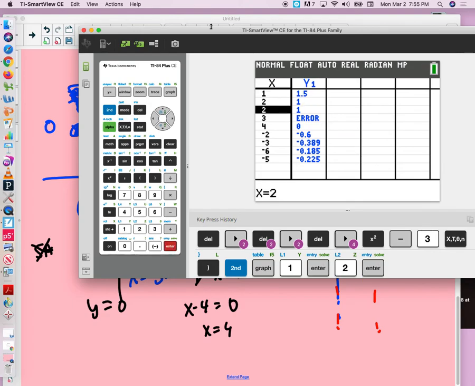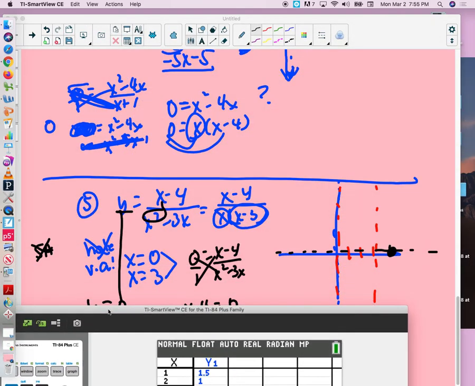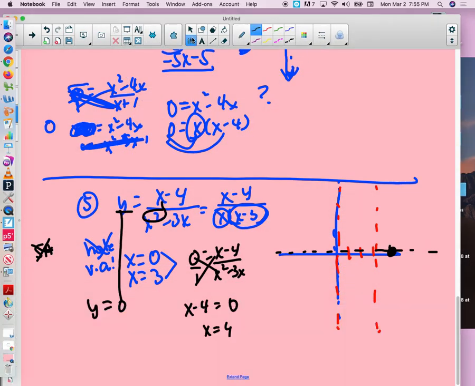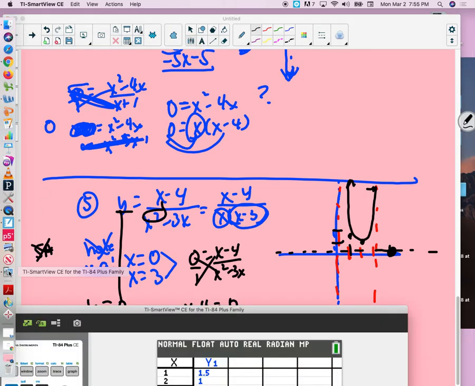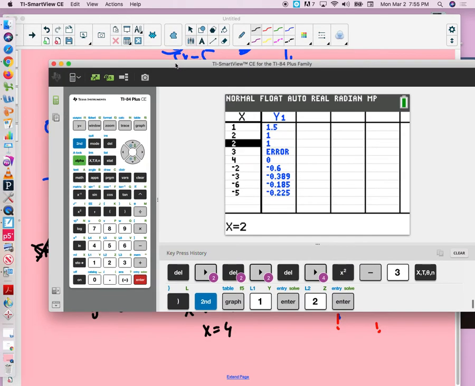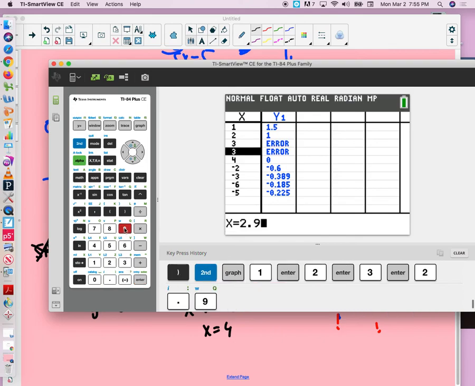All right, so I get 1, 1.5, and 2, 1. And so I'm guessing it fits in here somewhere. Like if I fill in 3, I should get error. If I typed it in the right way, 3 gives me error. But if I get closer to 3, like 2.999, it should get higher and higher.